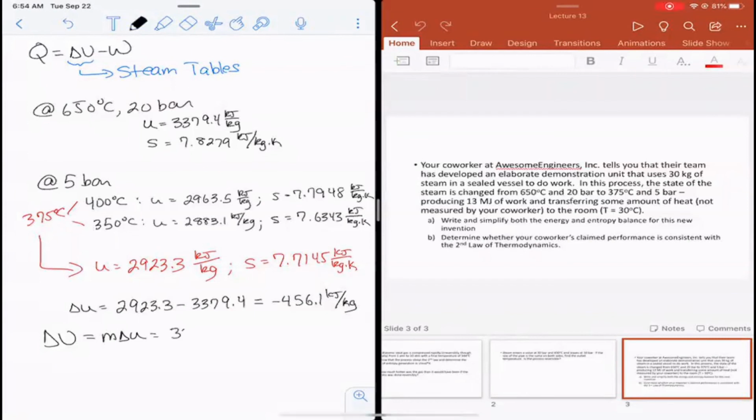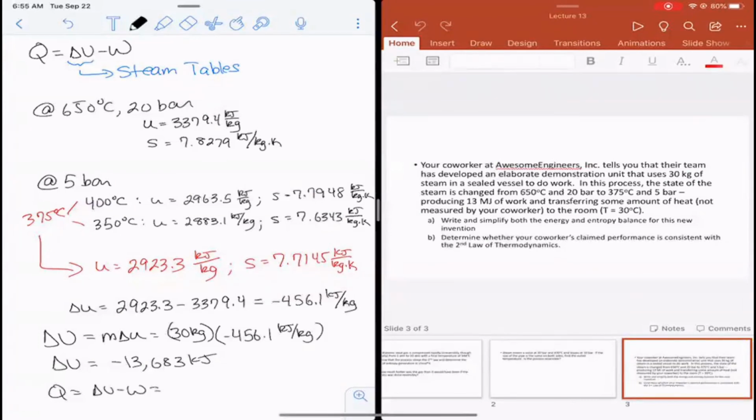And so we know from the problem that we have a claim at least of 30 kilograms of steam times minus 456.1 kilojoules per kilogram. And so then delta U is equal to minus 13,683 kilojoules. And now we can use the energy balance to find Q, which was just delta U minus W. So this is minus 13,683 kilojoules minus the work that was done.